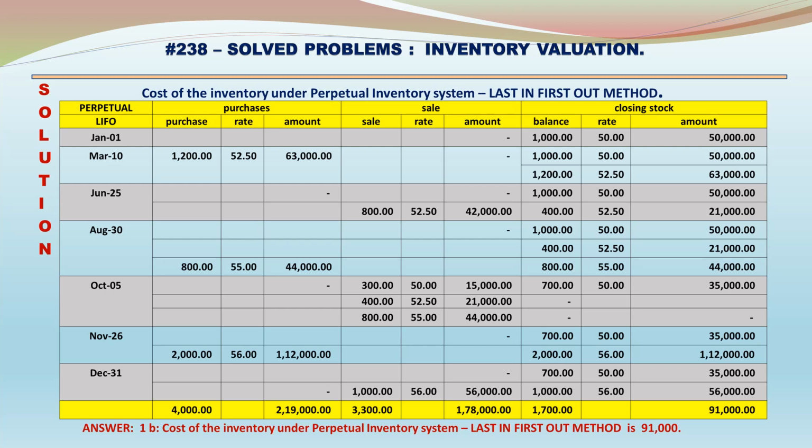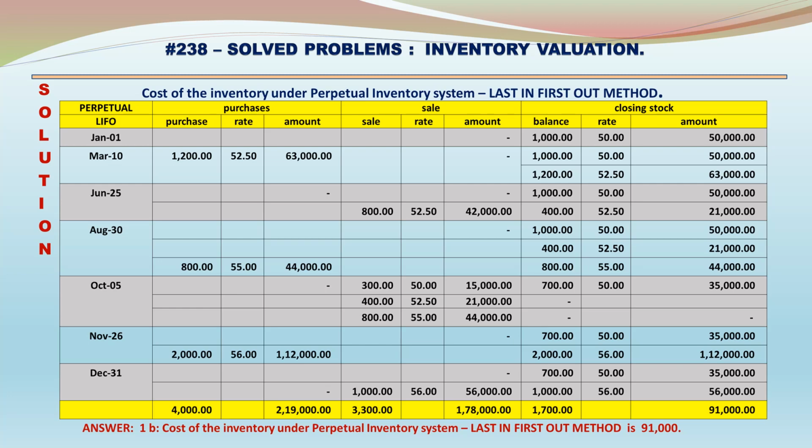Purchases, sale, closing stock. January 1, beginning balance 1,000 units, 50,000. March 10, purchase 1,200 units at the rate 52.50 amounting to 63,000. Now the closing stock is 1,000 units at 50, 50,000, and 1,200 units at 52.50, 63,000.